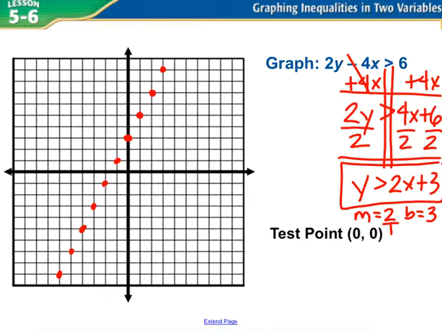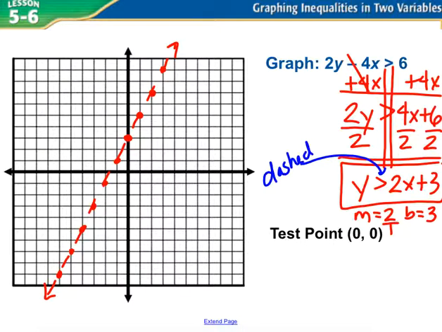Last reminder is to look at that inequality symbol. Since it's a greater than symbol, we need to use a dashed line. I would write that down in your notes as a reminder. That means we need a dashed line going through those points. Connect those points, leaving some space between so it's very obvious that we've got a dashed line going across that coordinate plane. This means the solution does not lie on the line.